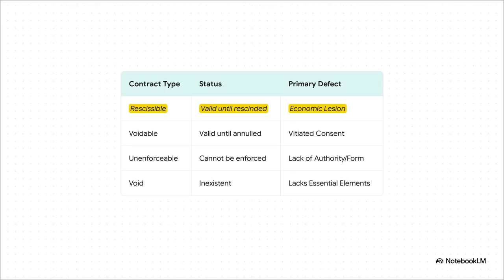Before we go deep, you've got to see the whole playing field. Here are the 4 horsemen of defective contracts. Think of this table as your roadmap for the next few explainers. See that highlighted row? That's our focus today. Rescissible contracts. Valid, but with a huge asterisk.